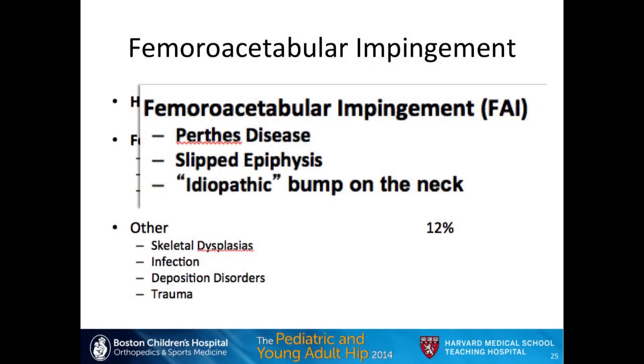So it happens on a spectrum. It includes cam and pincer type impingement morphologies that we talked about. So we really talk about femoral acetabular impingement or FAI morphology. What's the shape that gets you to the problem? Because the whole point of this little cartoon is that you have a mismatch in shape, and that grinds the gears or tears your cartilage up.